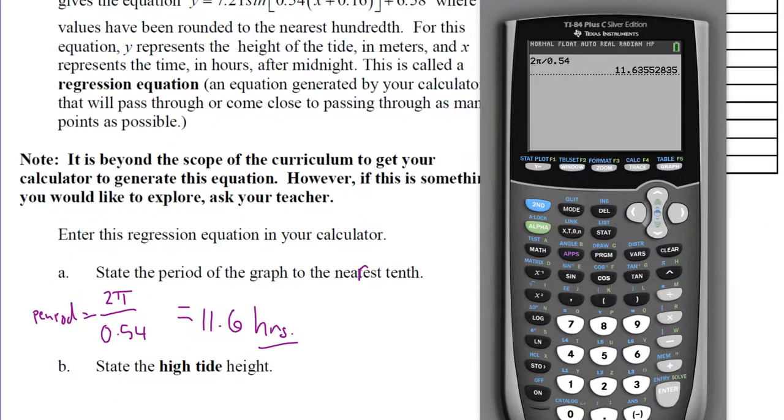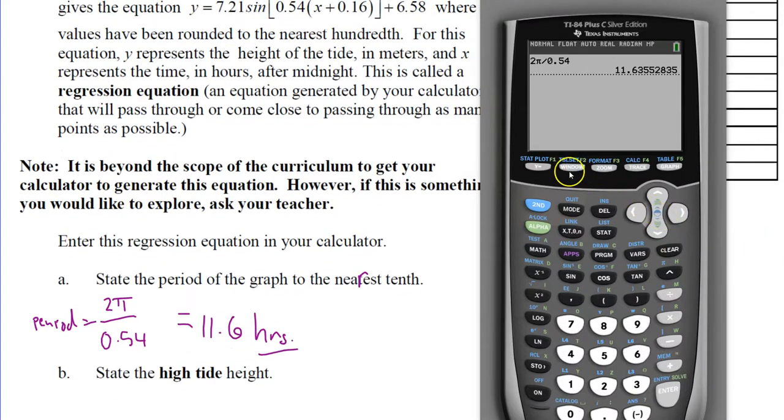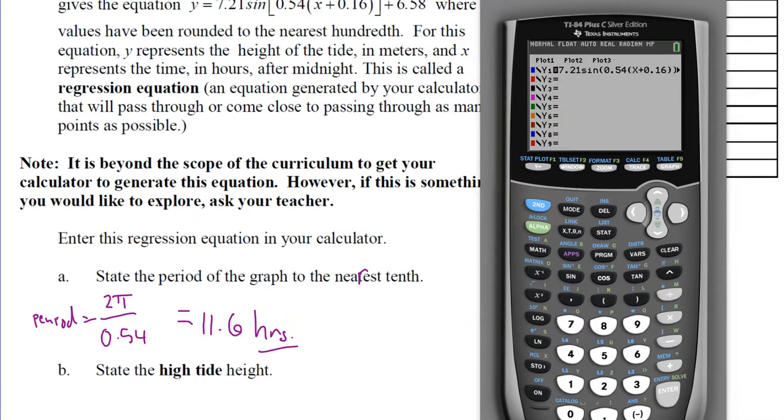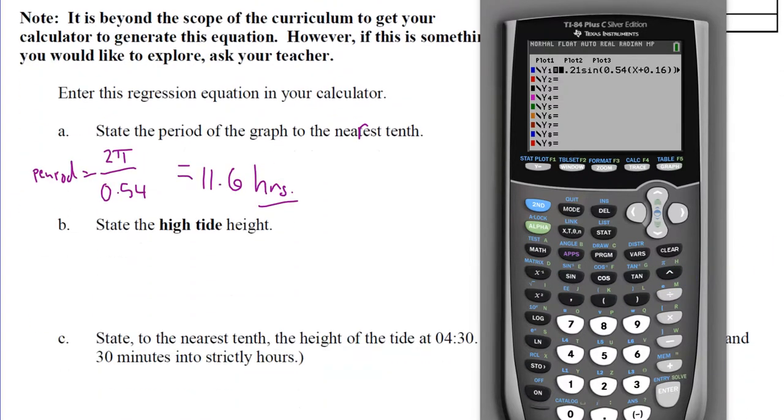State the high tide height. So 6.58. So the max is D plus A. And remember, it just says state, but it doesn't hurt to show where things came from. So 6.58 plus 17 point... Sorry, erase that.